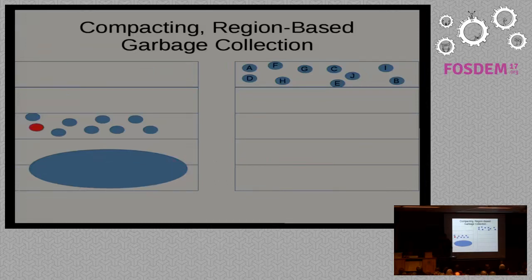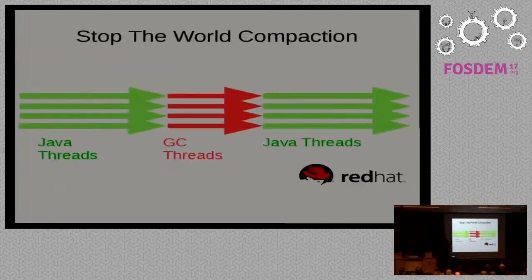Okay, so stop the world compaction. When I talked about compacting, those garbage collectors doing stop the world compaction, what they do is the Java threads run for a while, they stop, and then the GC threads do the compaction.